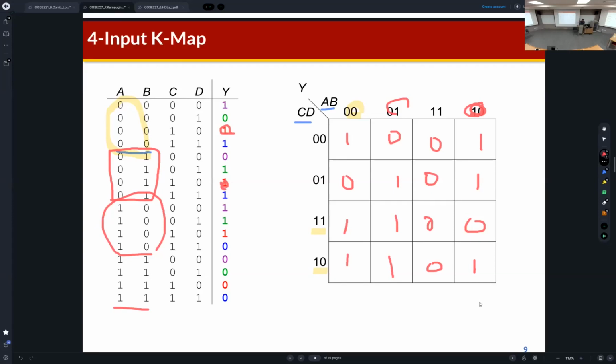Then the next step is to group the ones. How can you find the largest circle in this Karnaugh map? What is the largest circle? Firstly, you can find the largest circle here. It's very easy, right? It's kind of an elementary school puzzle. And then what is the largest circle? What is another largest circle?